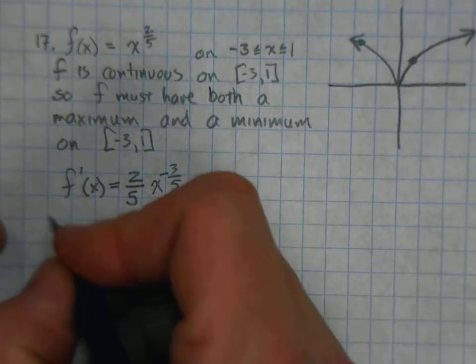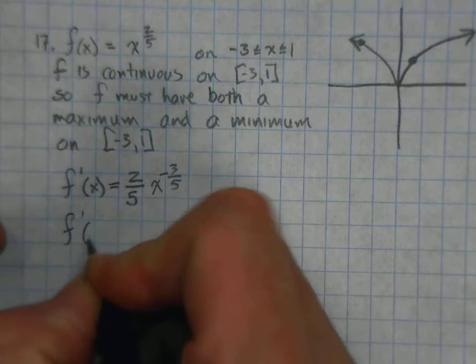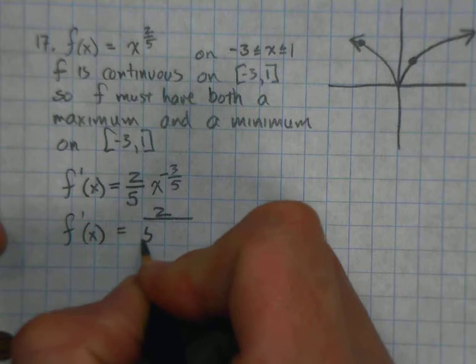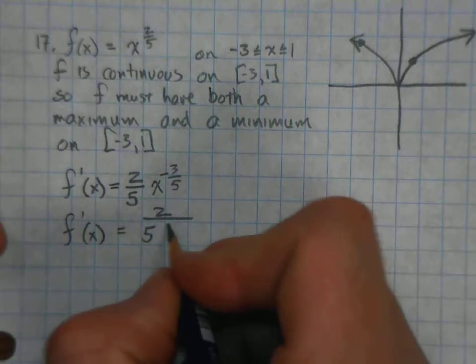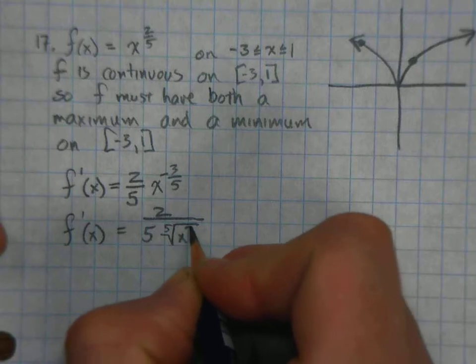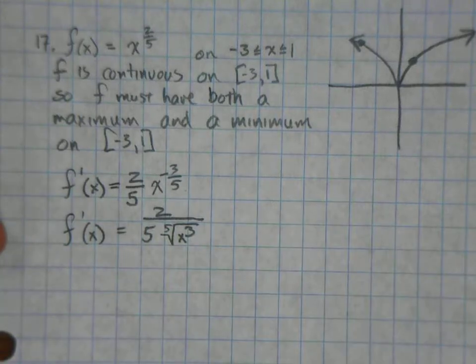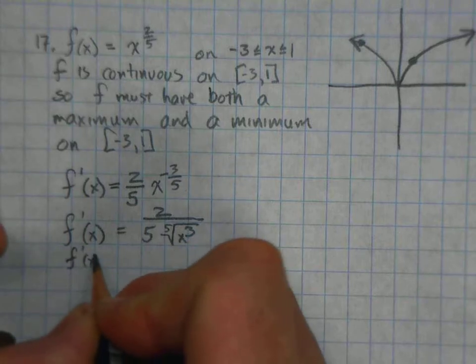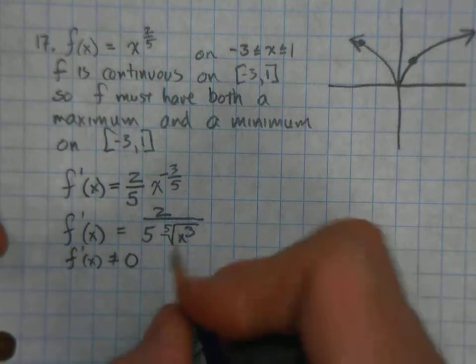Let's rewrite that in a little better notation. F prime of x is 2 over 5 times the 5th root of x cubed. Okay, so f prime of x does not equal 0 anywhere.